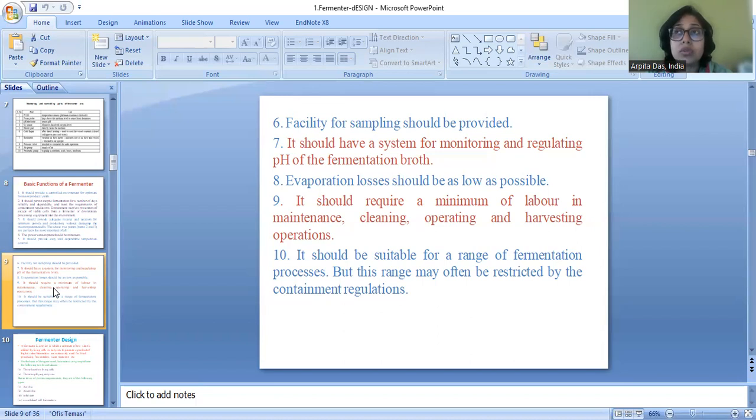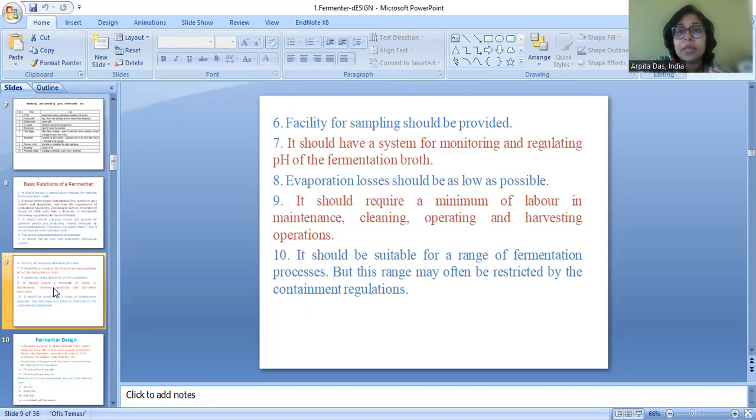Now, due to heating, evaporation will occur, and we are going to create the bioreactor in a manner that evaporation loss is as low as possible. Otherwise, the media will get evaporated, and we will face problems with the medium consistency, and ultimately microbes will not grow in a proper manner.